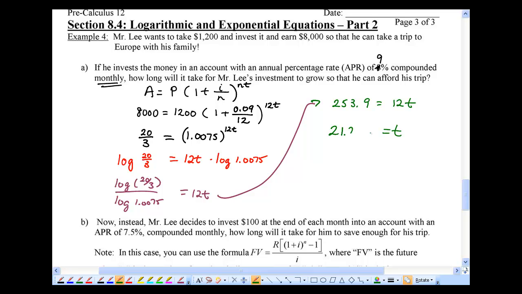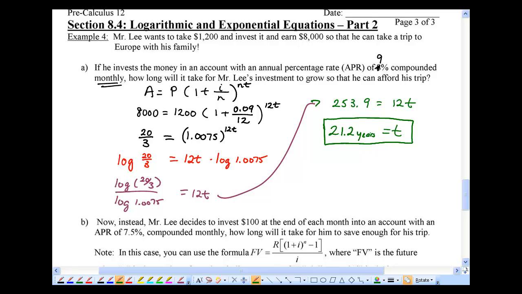Yikes. 21.2 years is how long I'll have to wait in order to have enough money to go to Europe with my family. I think in 21.2 years, that $8,000 won't be enough for the whole trip. That might just be enough for the plane ticket. Who knows? I guess I can always dream.